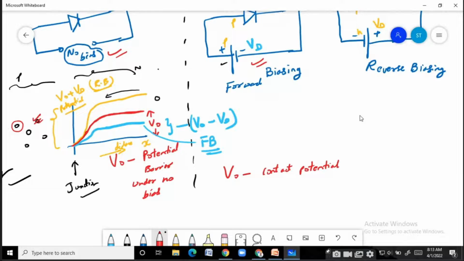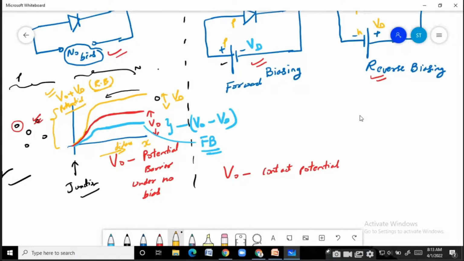But the opposite, if you look into reverse biasing, when you are reverse biasing by a value of Vd, as you can see in this figure, this is V naught plus Vd, the yellow curve. So you can call this Vd. There is a barrier which is already existing under no bias condition, but you are increasing that barrier by applying the reverse bias.